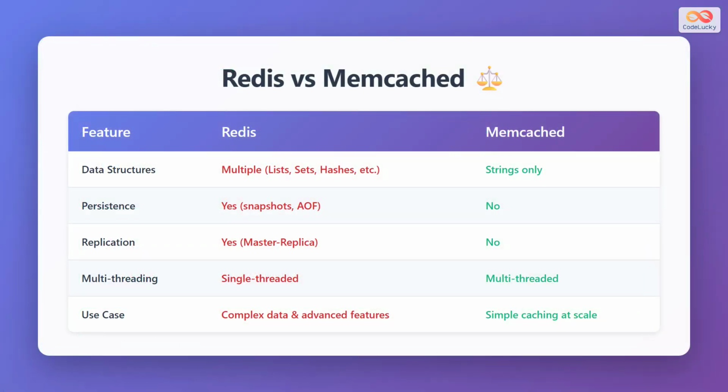Let's compare Redis and Memcached across key features. For data structures, Redis supports multiple types like lists, sets, and hashes, while Memcached only supports strings. Redis offers persistence through snapshots and append-only file, while Memcached has no persistence. Redis supports master replica replication, but Memcached does not. For threading, Redis is single-threaded while Memcached is multi-threaded. Finally, Redis is ideal for complex data and advanced features, while Memcached excels at simple caching at scale.